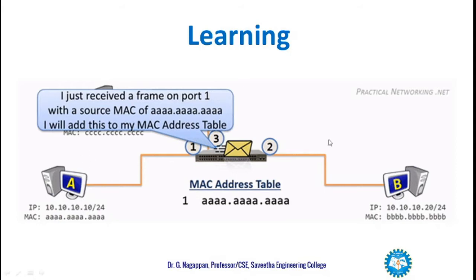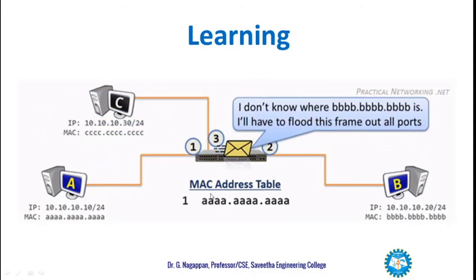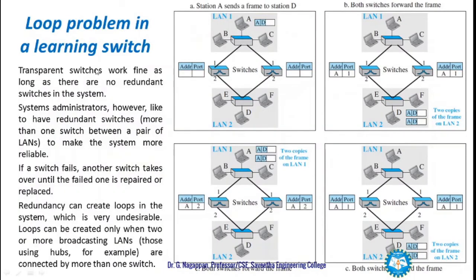This is what the switch says: I just received a frame and the source address is this one. I don't know the destination, so I'm going to flood it on all ports. The frame is sent, but it is not sent to the source port again. So this is called learning.